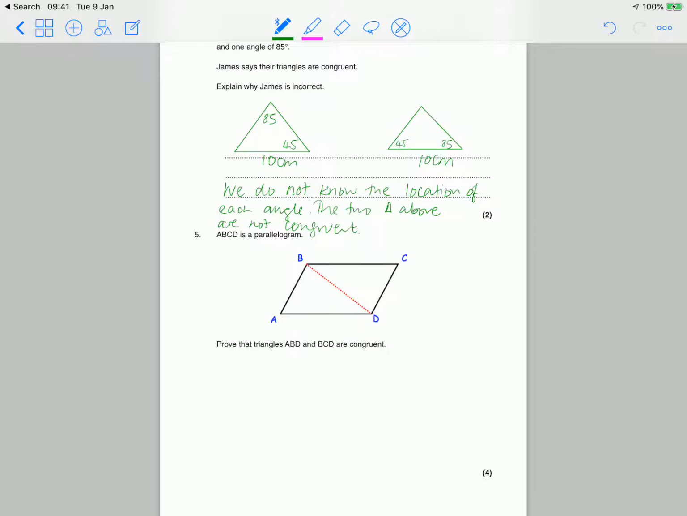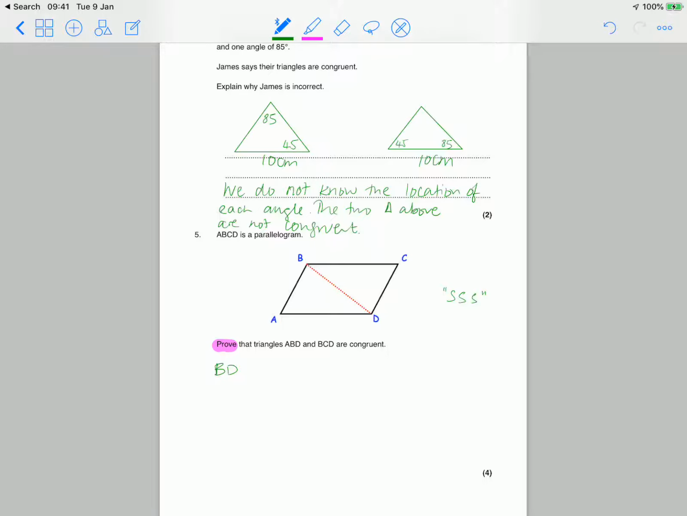Question 5. ABCD is a parallelogram. Prove the triangles ABD and BCD are congruent. So you have to give enough explanation with reasons for there to be no shadow of a doubt that the sides and angles are matching. We want congruency. It's probably easier for a parallelogram to go for matching sides. So I'm going to prove side, side, side because of the properties of a parallelogram being similar to the properties of a rectangle. So I'll start off with BD.